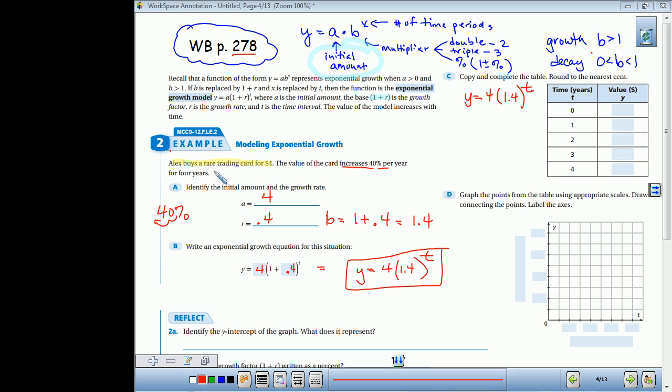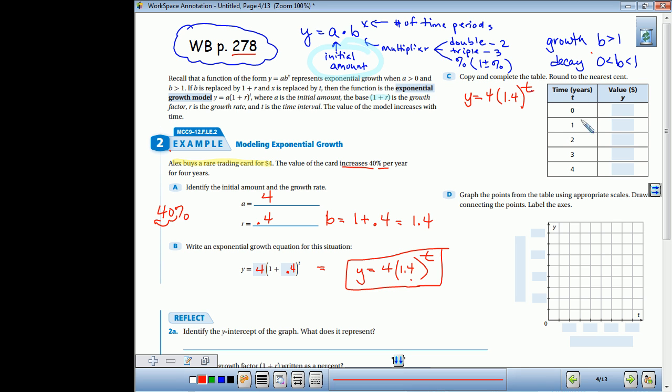In this example, for Alex buying a card, for $4, that's our initial amount. It increases by 40%, so our rate is 0.4. And because it's an increase, to find our B we would add that to 1. And so here you see every step, and this is the equation. So I could either give you the information and you give me the equation, or I could give you the equation and you could go, oh, the initial investment was $4, and it's a growth, because it's greater than 1, of 40%.